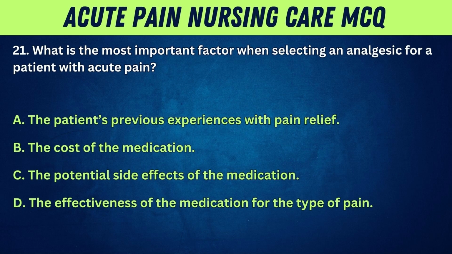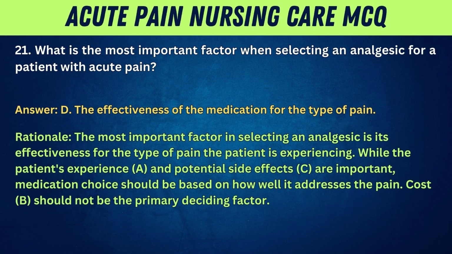21. What is the most important factor when selecting an analgesic for a patient with acute pain? A, the patient's previous experiences with pain relief. B, the cost of the medication. C, the potential side effects of the medication. D, the effectiveness of the medication for the type of pain. Answer. D, the effectiveness of the medication for the type of pain.